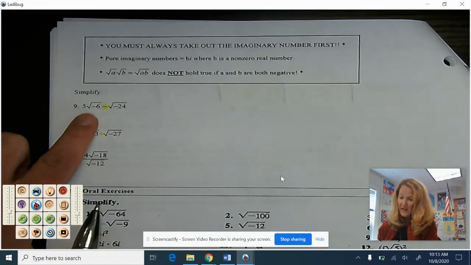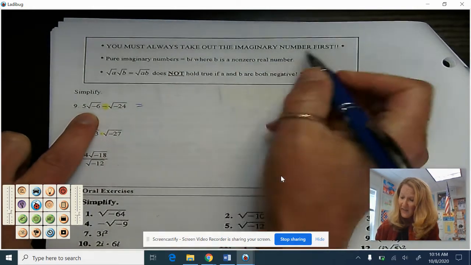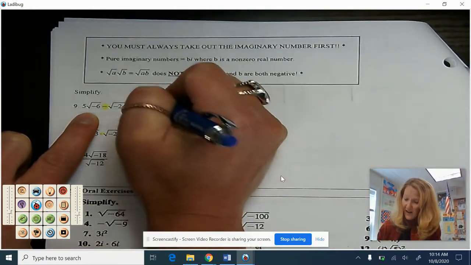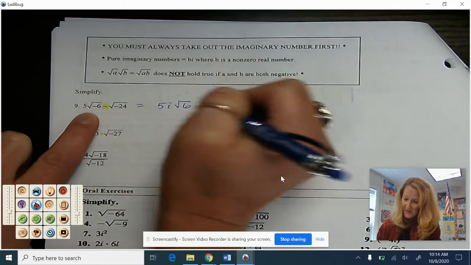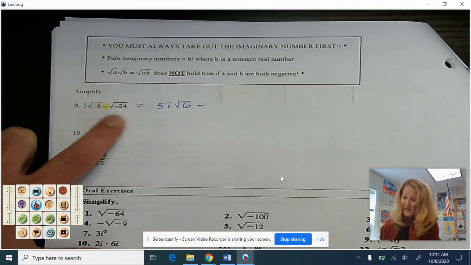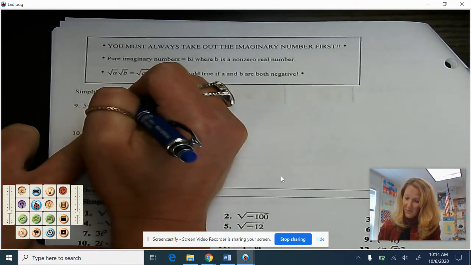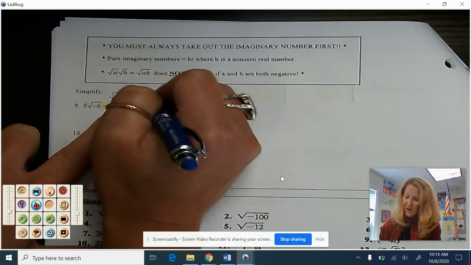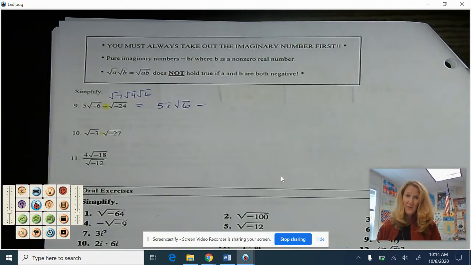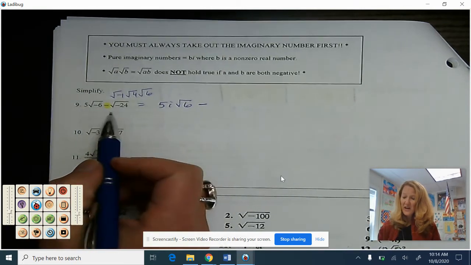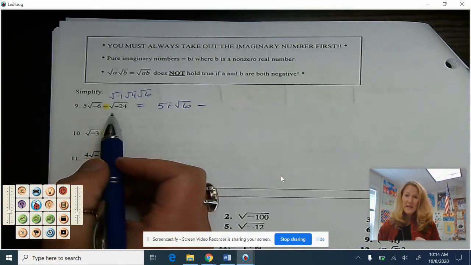So in number 9, I want to take out that imaginary number first. So I'm going to get 5i root 6 minus. Now, this is going to be the square root of -1. The square root of 4 is a factor of 24. And then I always like to say these questions have clues because when you're adding and subtracting radicals, they want to be combined.